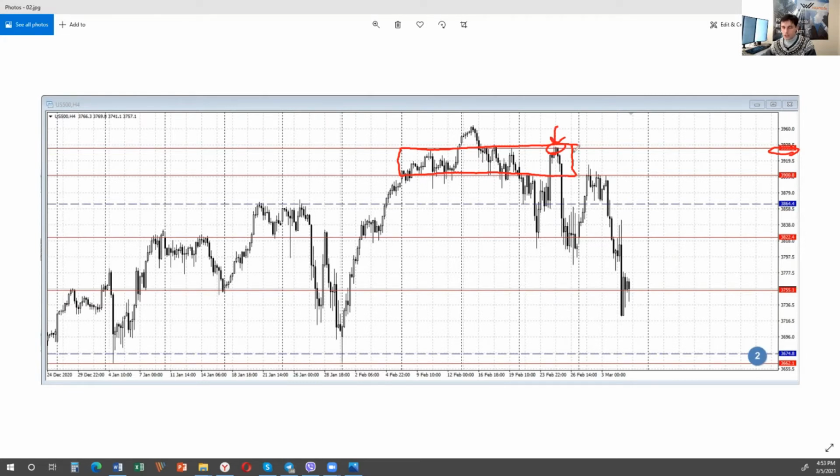Then from 3,901. Further, 3,822. And now there is a struggle for 3,755. Why? Because here is another key point.